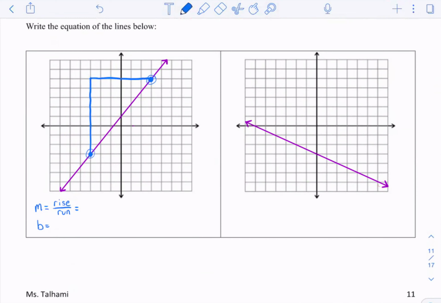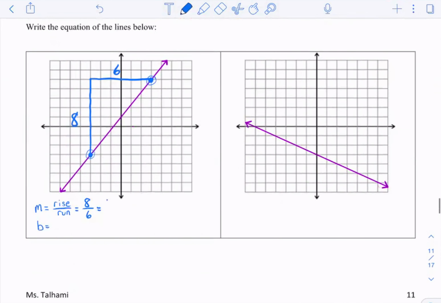And then we're going to run across. 1, 2, 3, 4, 5, 6. 8 is the rise. 6 is the run. And I look at that and I say to myself, I can reduce that slope. I can divide the numerator and denominator by 2, getting 4 over 3.